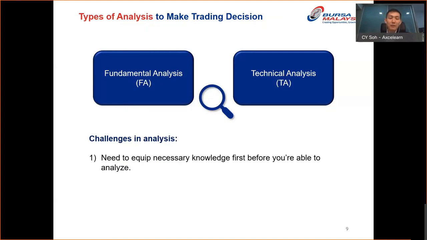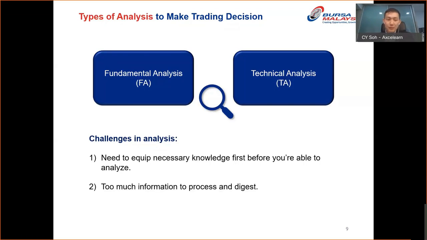So the first one is actually, before you are able to analyze the market, you need to equip the necessary knowledge first. If you want to do fundamental analysis, you need to equip the fundamental knowledge first. If you want to use technical analysis to make your decisions, you need to equip the knowledge of technical analysis first. It's like a computer: when you want to do things in your computer, you need to install some specific program. It is the same thing for us as humans. We need to install certain software, which is knowledge, so that we are able to analyze the market, do research and ultimately make a good trading decision.